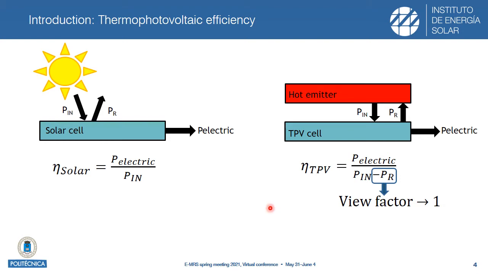This efficiency is defined considering that the power reflected by the cell is not an energy loss. This is only true when there is a high view factor between the emitter and the cell, because then all the power reflected by the cell can be received by the emitter to be recycled.